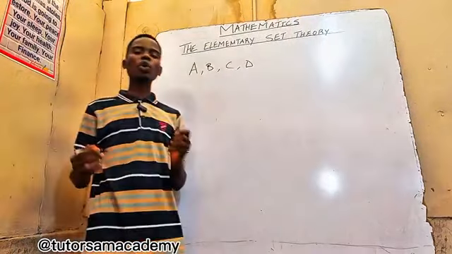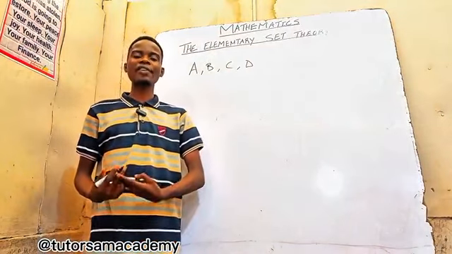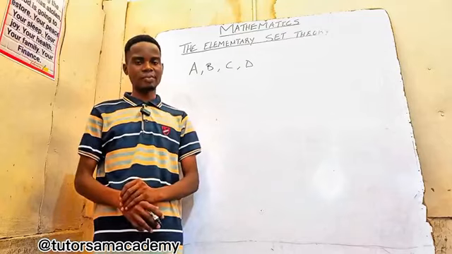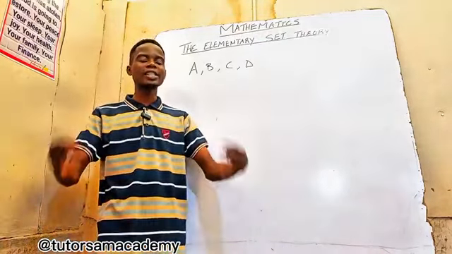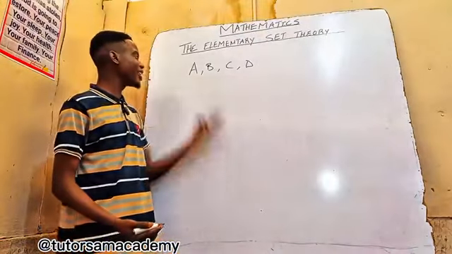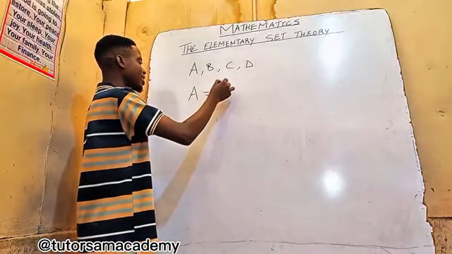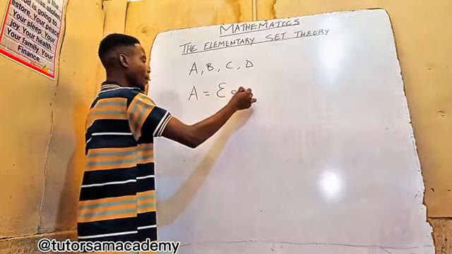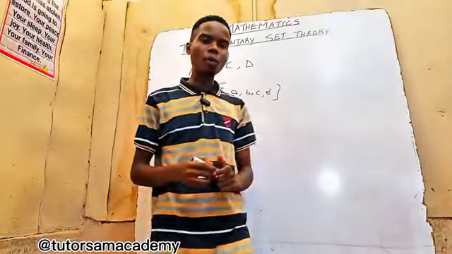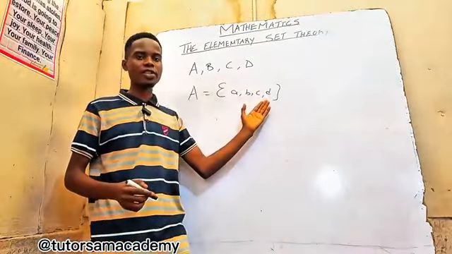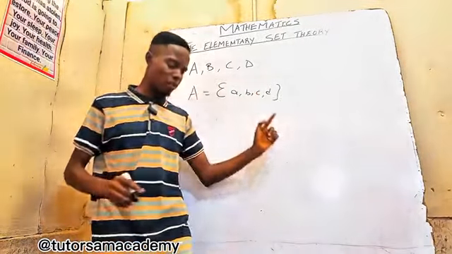And we have what we call the elements of a set. The elements of a set are referred to as the members of a set, and every member of a set is represented with a small letter. That is, if A is a set, I can represent the elements of my set as a, b, c, d in small letters. So that is the difference between a set and an element of a set.